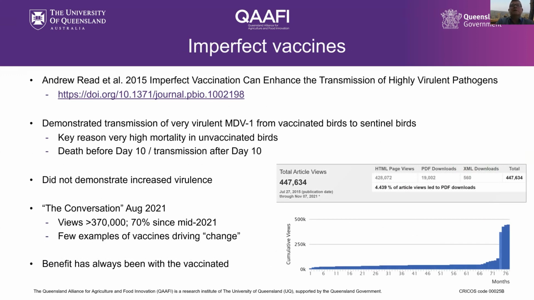So a group in the UK led by Andrew Reid looked at what's the impact of this imperfect vaccination in the context of highly virulent MDV viruses. And what they showed was that the vaccine was actually able to facilitate transmission of these very virulent viruses. But the key reason for that was that if birds got a very virulent virus without vaccination, they actually died before they were able to transmit virus. So it's not actually a demonstration of increase in virulence, it's just a demonstration of the potential benefits of vaccination versus the potential downside.